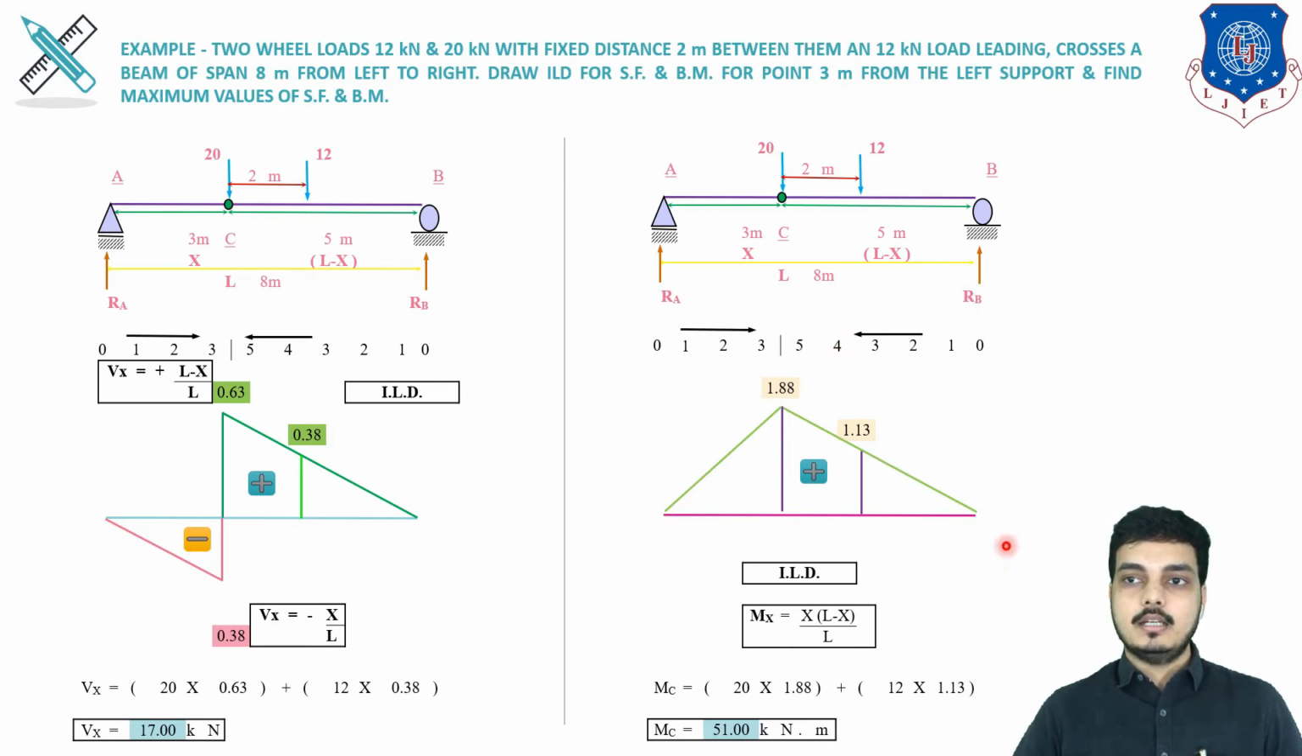Now with the help of the relation of triangles, this is at 5 meter and the remaining distance is 3 meter. So for 5 meter it is 1.88 and for 3 meter how much is it? So I can get the other ordinate. After getting the ordinate, this 20 multiplied by this 1.88 and 12 multiplied by 1.13, I will be getting my maximum bending moment. In this question itself it has been asked for the maximum value of shear force and bending moment. So for that we have to find the maximum value by multiplying the maximum load with the maximum ordinate.